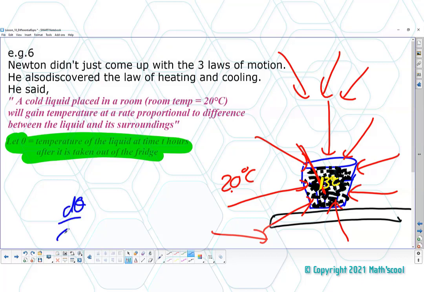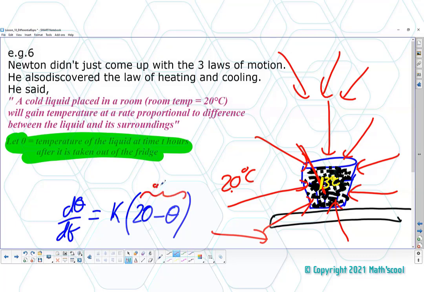D theta by dt. 20 minus theta. Perfect. This bit here is where you're working out the difference between the room temperature and the temperature of the liquid. And then once you've done that, you just make it proportional to that. So yeah, lovely, good.